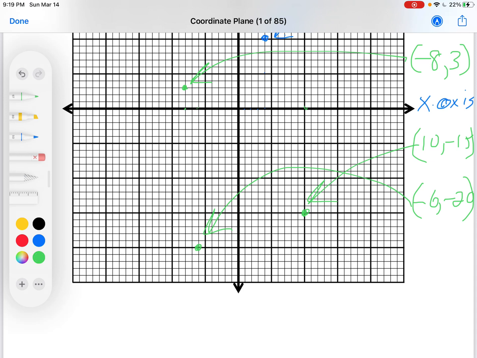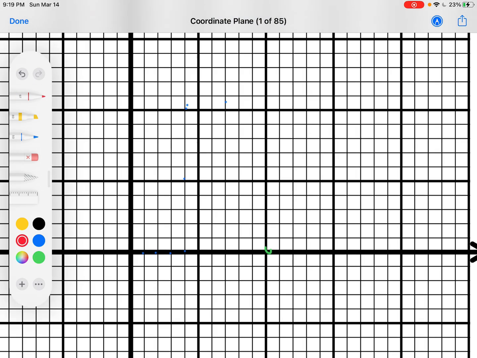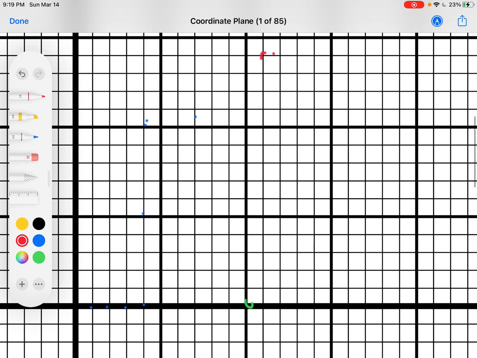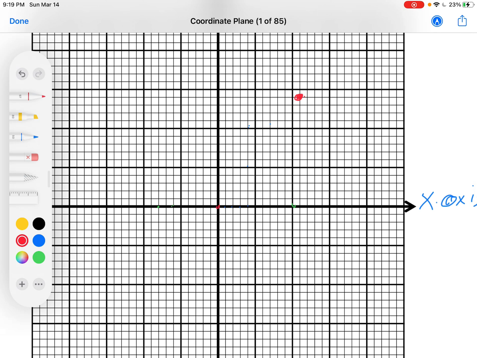Okay, so that's the basic idea. That's how you go from coordinates to points. Now, let's go in the other direction. Let's see if I can get a point somewhere on the coordinate plane, and we'll come up with the coordinates for that point. Let's say I have the point right here. What are the coordinates? Well, we'll go to 0, 0, which is in the middle.